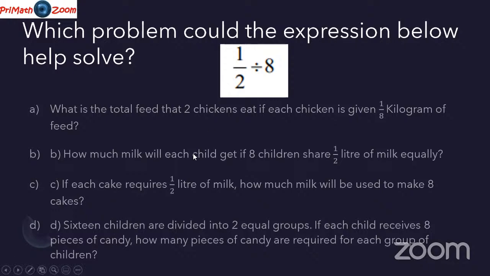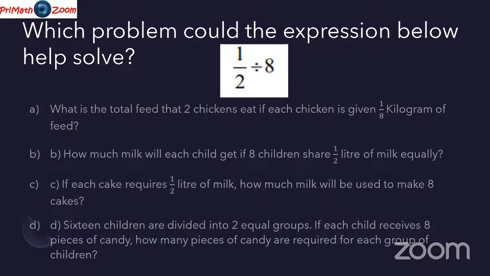Let me see if it really will. How much milk will each child get if 8 children share half liter of milk equally? So we're sharing half liter of milk among 8 children. That means we're dividing half by 8. Wow. And that is brilliant because in our previous discussion, we did say that is what half divided by 8 means. So we are on the right track.